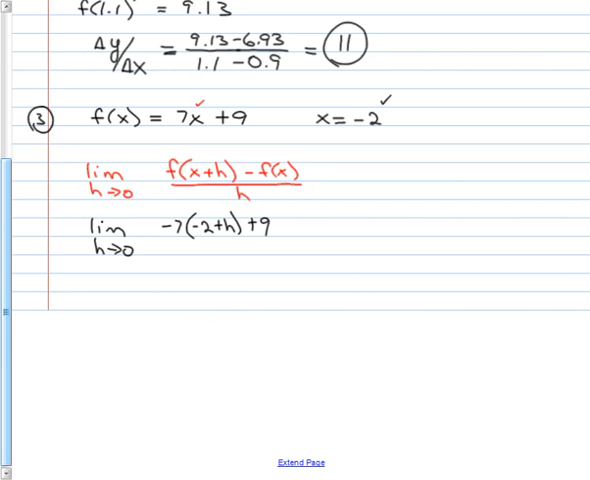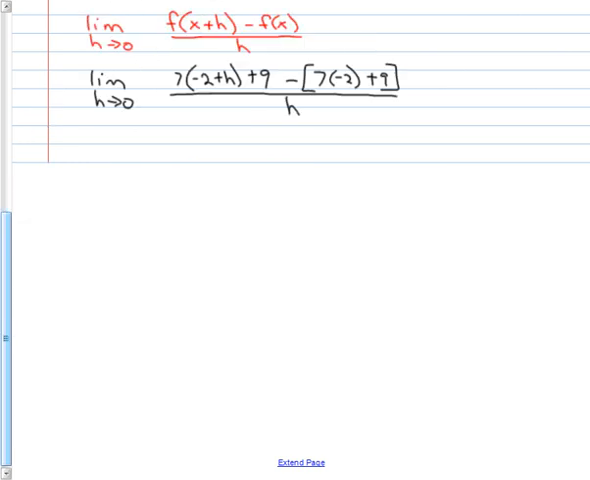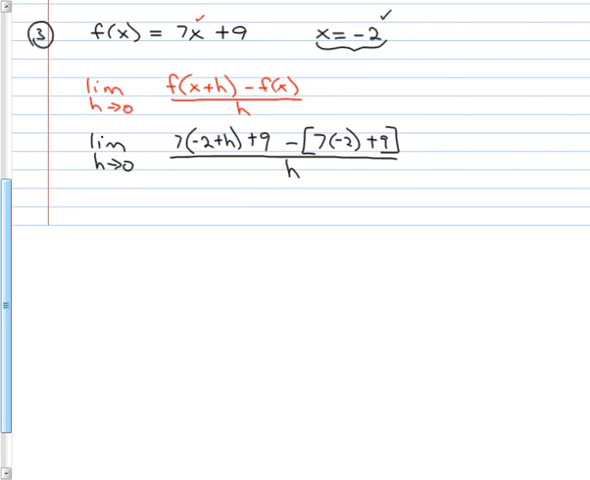That's f of x plus h, minus f of x. So minus, I'm going to put brackets, 7 times negative 2 plus 9. X happens to be negative 2 in this case, so we can put a negative 2 where the x is. All divided by h. Oh, good question. Shouldn't be a negative 7. It's a positive 7. All divided by h. So we're just substituting into that limit formula that tells us the derivative, or the instantaneous rate of change, or the rate of change at that point.